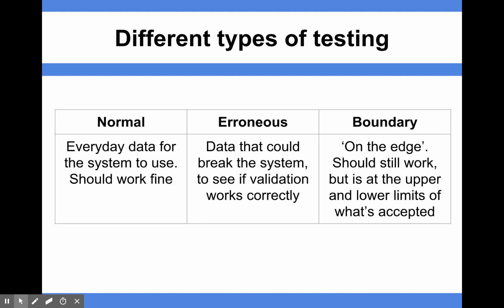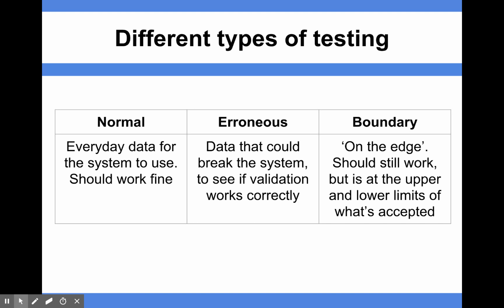And then boundary, which is our final one, is on the edge testing. So if I've asked you to enter a number between 1 and 10 into my program, and you've entered the number 1 and the number 10, those are on the upper and lower boundaries, but they should still be accepted by the system, no problem at all.